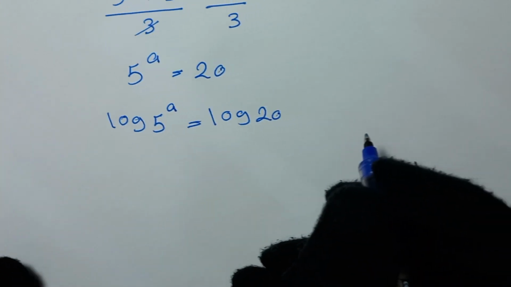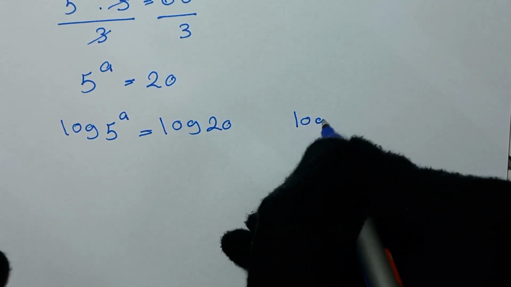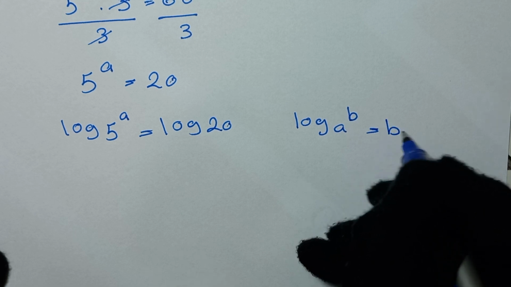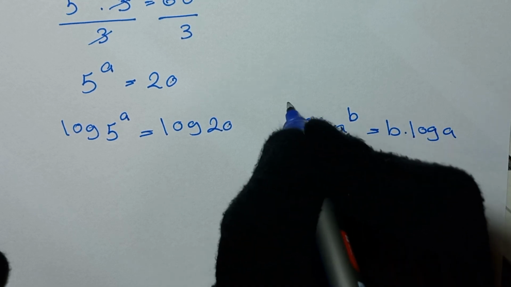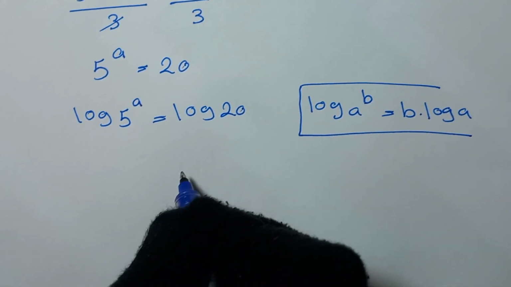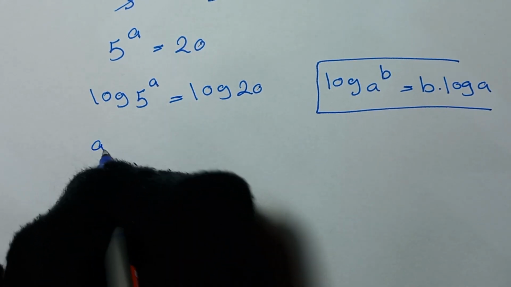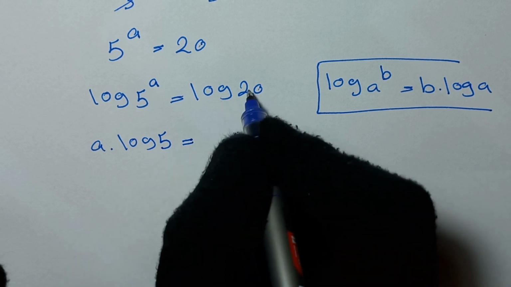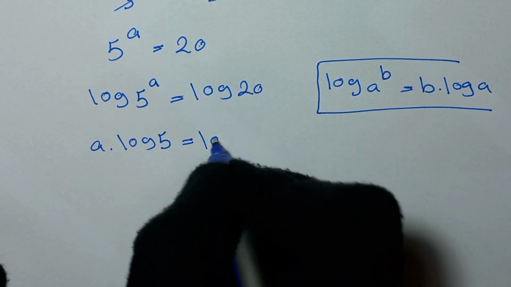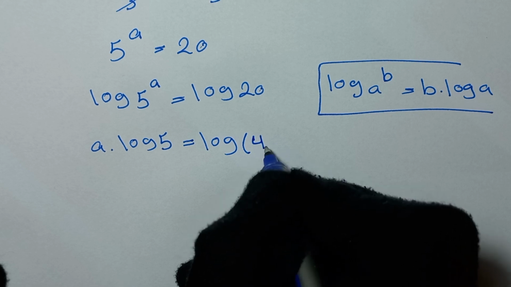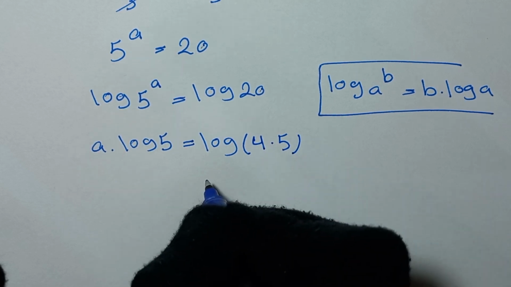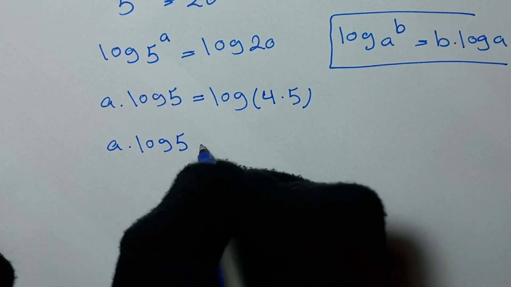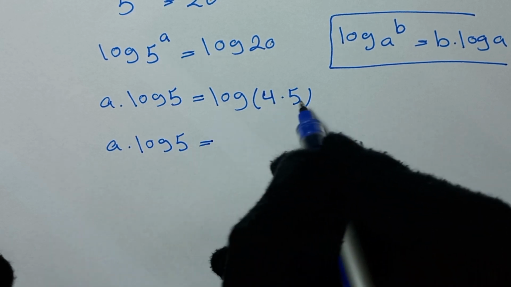From log rules, if we have log of a to the power of b, this is equal to b times log of a. So here, it will be a times log of 5 is equal to log of 20. And we can write log of 20 as log of 4 times 5, right? So it will be a times log of 5 is equal to log of 4 times 5.